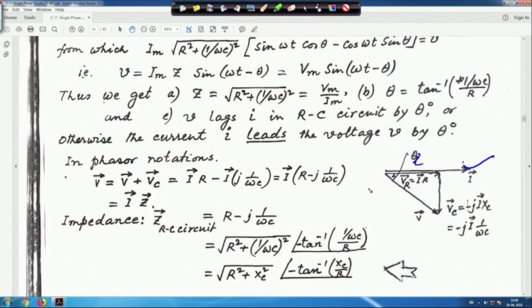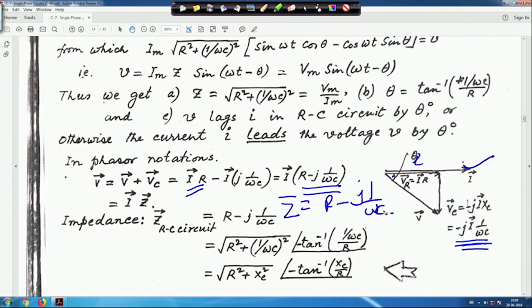So, Vc is equal to, same as before, minus j into I Xc, where Xc is equal to 1 upon omega c. So that is minus I into 1 upon omega c, and this is my voltage V. Therefore, V is equal to VR plus Vc, that means IR plus Vc, where Vc is equal to minus j I into 1 upon omega c. So that is equal to R minus j upon omega c. That means the impedance for the RC circuit is R minus j upon omega c.